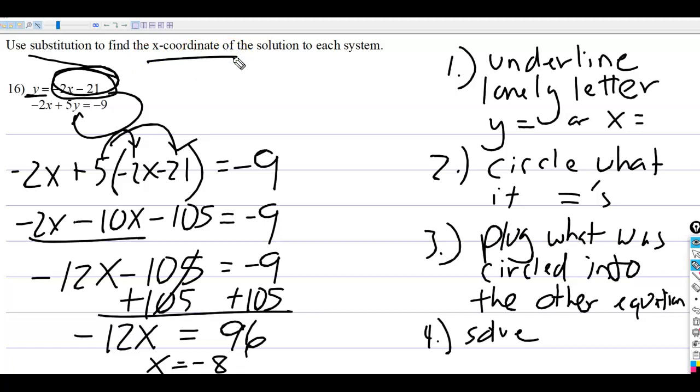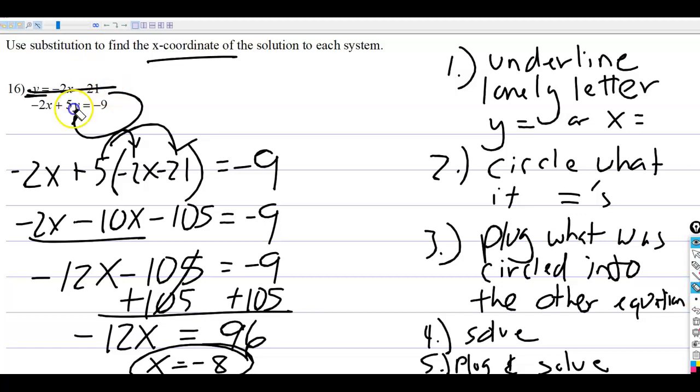But a lot of times you do want to go back and find the y value. So what you're going to do is you're going to plug and solve to find the other variable. So I'm going to take this answer here and plug it into one of the original equations. Now it doesn't matter which one you use because both of them should give you the same answer. That's the point of equations. However, I would advise using the one that has a lonely letter because it's usually easier to use that one.